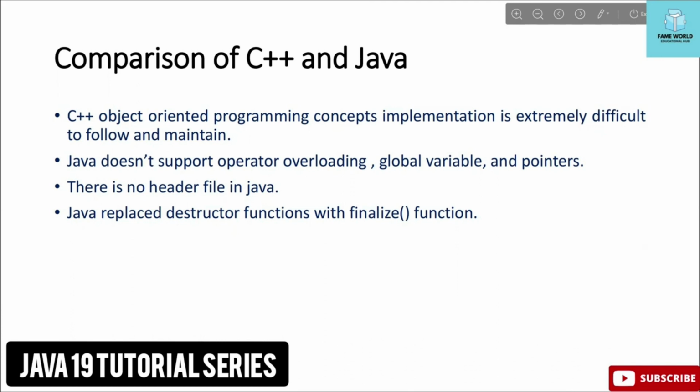So there is no header file in Java, as I told you, and Java replaced the destructor function with the finalize function. In the case of C++, we are having constructors and destructors. In Java also, we are having constructors, but the destructor function is actually replaced with the finalize method. In the case of Java, we do not use the terminology function. In C++, we call it function, but here we call it method.